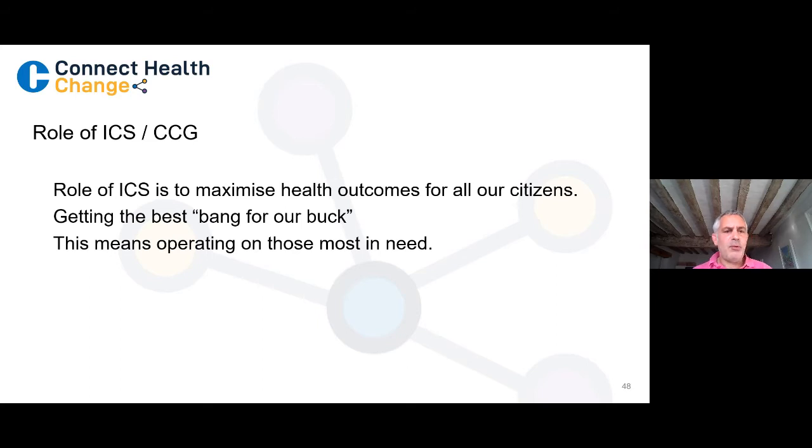So for me, the role of the ICS or the CCG is maximising health outcomes for our citizens. So that is getting our most bang for our buck, if you like, and trying to do this in the most equitable way, which means we need to be focusing our care on those who are most in need. Next slide, please.